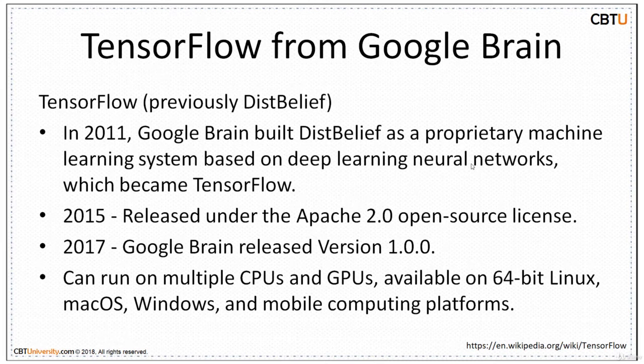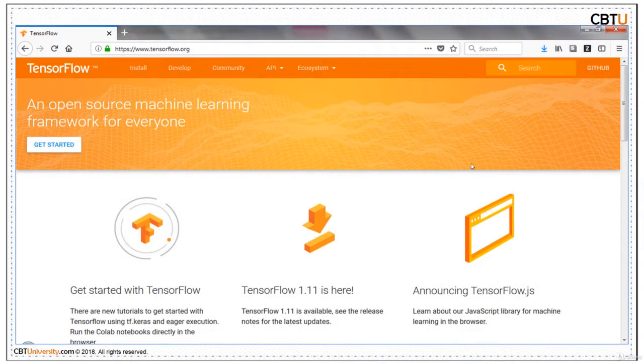In 2011, Google Brain built DistBelief as a proprietary machine learning system based on deep learning neural networks, which became TensorFlow. It can run on multiple CPUs and GPUs. It's available on 64-bit Linux, macOS, Windows, and mobile computing platforms. TensorFlow architecture is flexible and allows easy deployment of computation across a variety of platforms, from desktops to clusters of servers to mobile and edge devices.